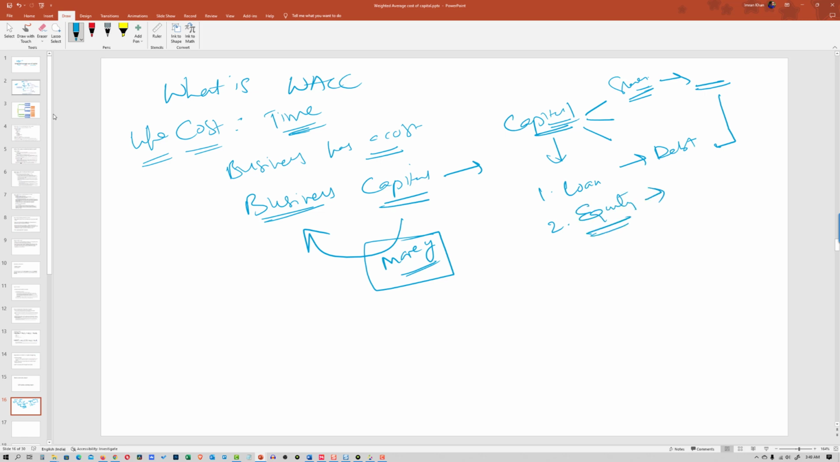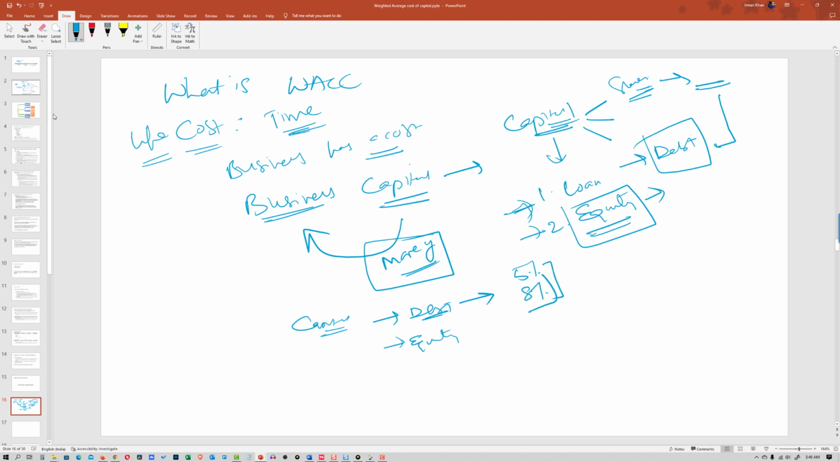Okay, so there are primarily two types of capital in our business. One is debt, one is equity. As I said, everything has a cost. The capital that you acquire to run your business, which is either debt or equity, has a cost. And you may ask, how is there a cost on debt? You take debt at some interest rate. Let's say you are acquiring a loan from a bank. Let's say you're going to pay 5% per annum or 8% per annum, right? This 8% is the cost of your debt.